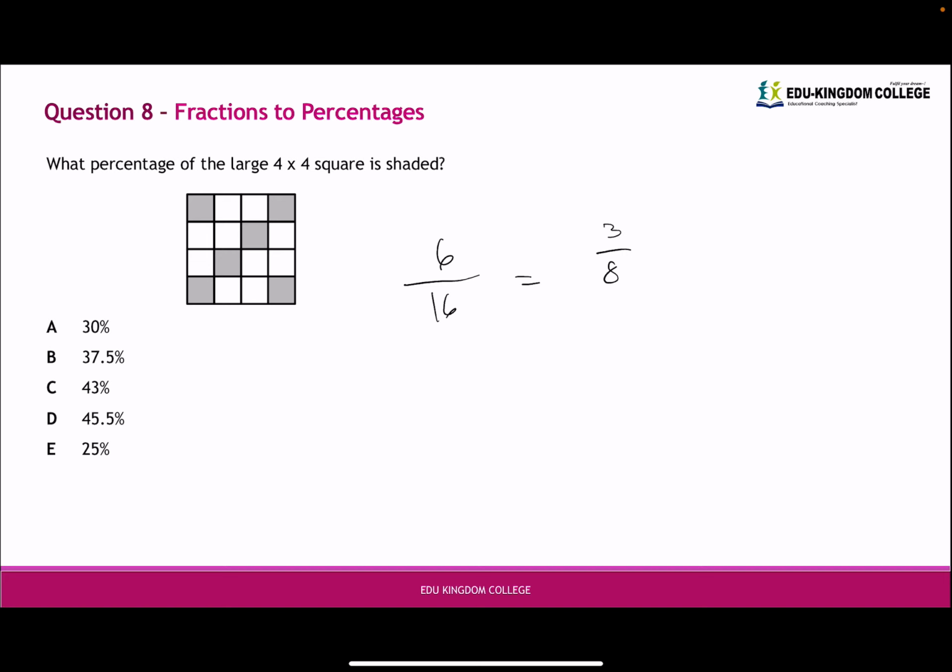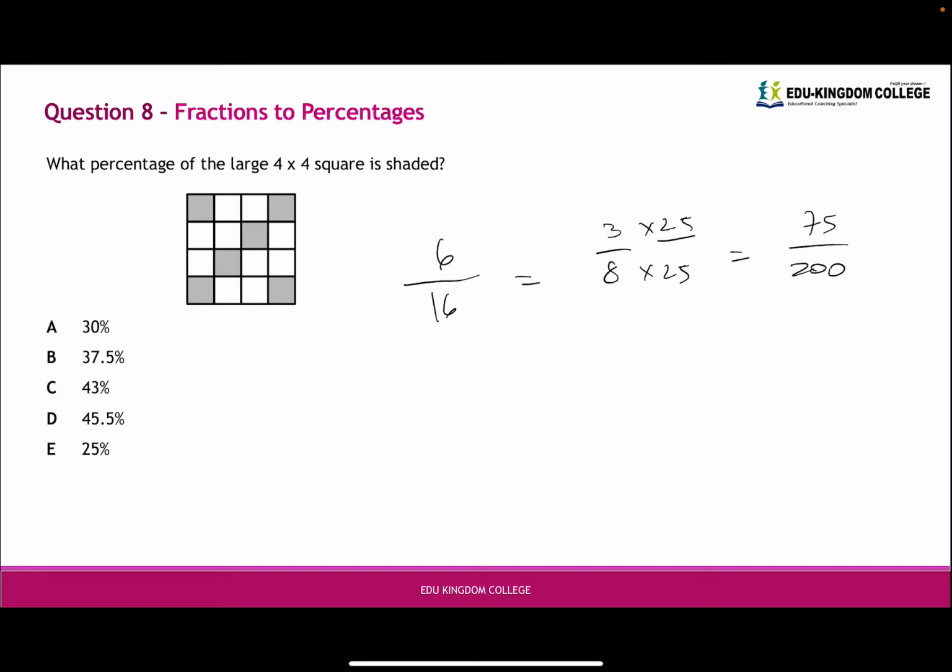And then what we want to do is, because when we convert to a percentage, we need to multiply by 100%, we're going to try and make the denominator 100 or as close to 100 as we can. The closest to 100 we can get without multiplying with decimals and things like that is to make 8 into 200. And we can do that by multiplying top and bottom by 25. That should give us 75/200.